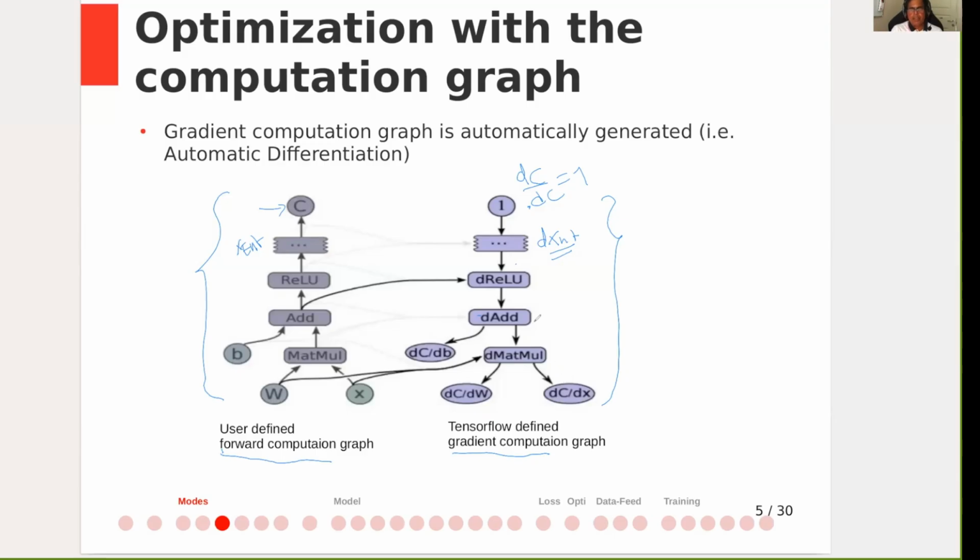TensorFlow can generate this graph automatically, because how to generate these gradient computation operations is built into the TensorFlow functions. Therefore, it can just use this built-in knowledge to generate this graph.